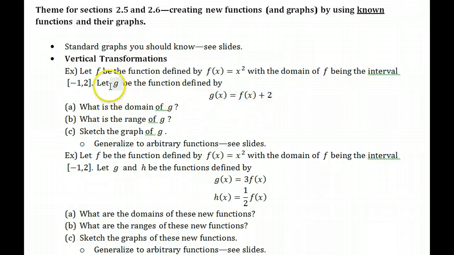All right, so we're going to be looking at this fixed function f throughout. f of x is defined by the formula x squared, but the domain is only the interval from -1 to 2. So you're only going to see the graph showing up over the interval from -1 to 2. Now we're defining this function g by the formula g of x is f of x plus 2. All right, so we're adding 2 to each of the outputs for f. How does that affect the domain, the range? What does the graph of this new function g look like? Okay, that's what we want to answer.